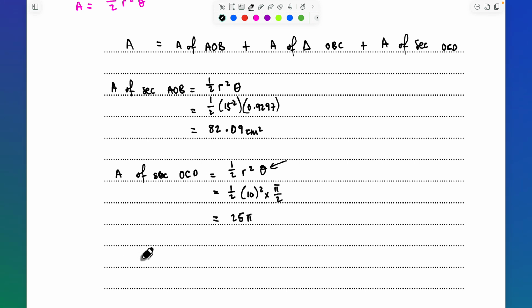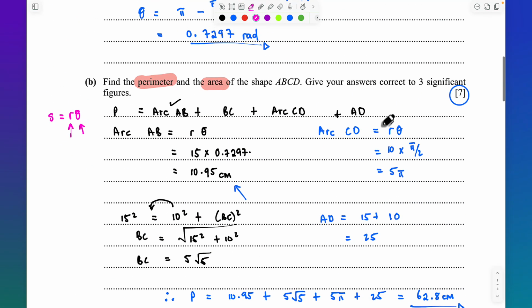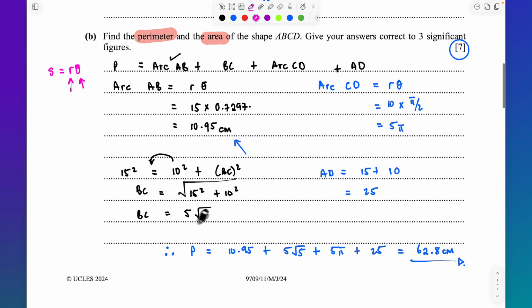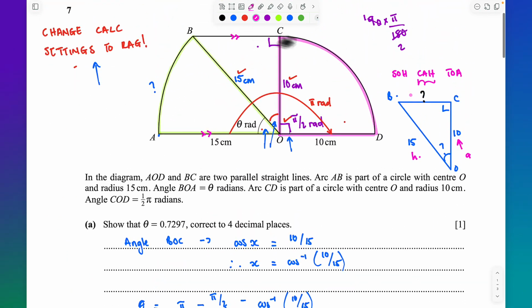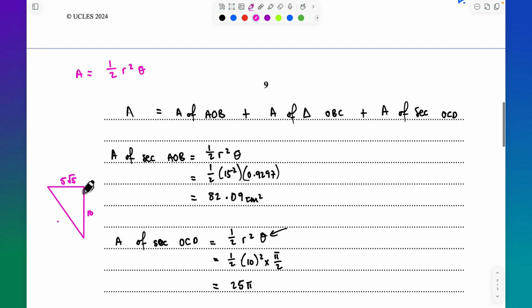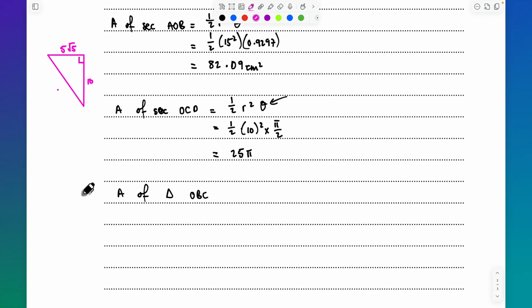And then finally, we want to find the area of the triangle OBC. Now, OBC is a right angled triangle, right? Which has sides. We know that this side is 5 root 5. We know that this side is 10, I think. Let's just go back. Where is that 5 root 5? Because BC is 5 root 5, and then that side is 10. Why are these two sides important? Because remember, the area of a triangle can be half base times height.